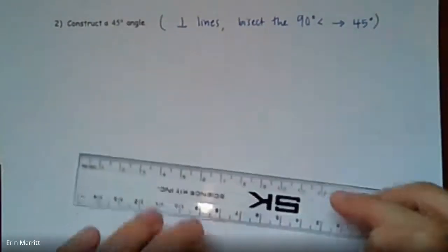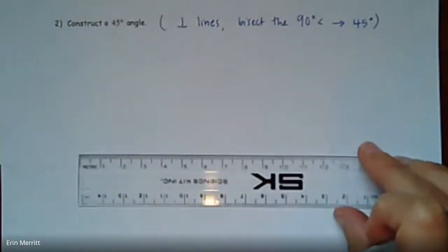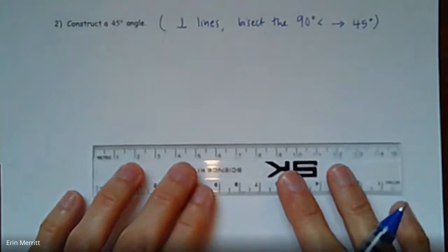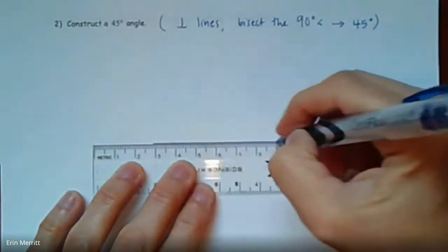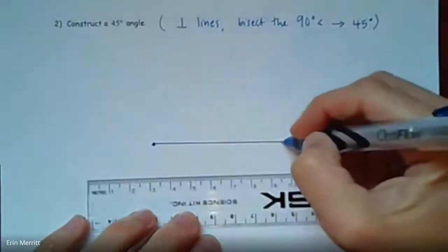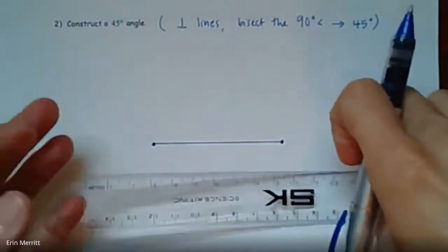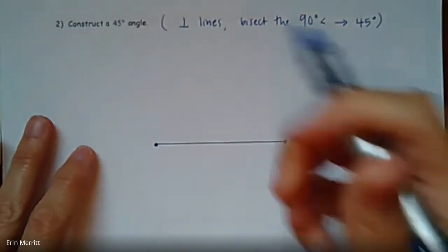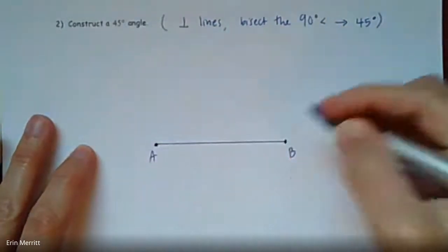So give yourself, again, a line segment to work with. Your best bet is to put it sort of towards the middle of the space that you have to work with. If it's too far to the top or too far to the bottom, your construction marks are going to fall off the page. So somewhere in the middle is your best bet. All right, and I'm going to label it A and B again just so I can talk about it.